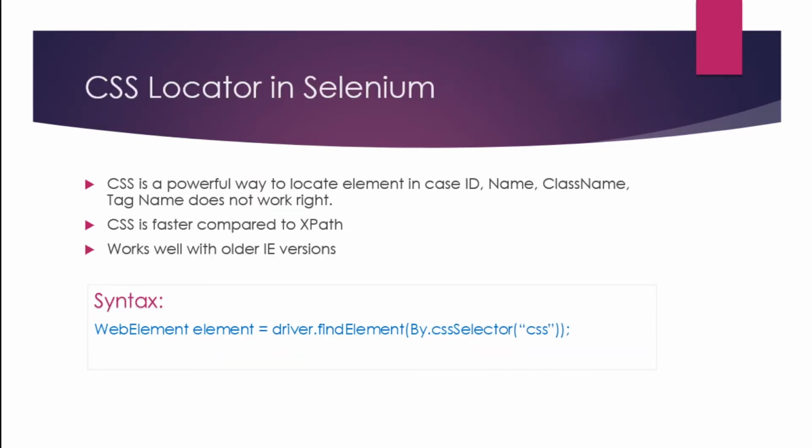The next one is CSS locator in Selenium. CSS is a powerful way to locate elements in case ID, name, class name, tag name does not work right. CSS is powerful in terms of dealing with complex element locating strategies. In various debates, CSS is considered faster compared to XPath and works really well with older IE versions. Let's go back to our browser.